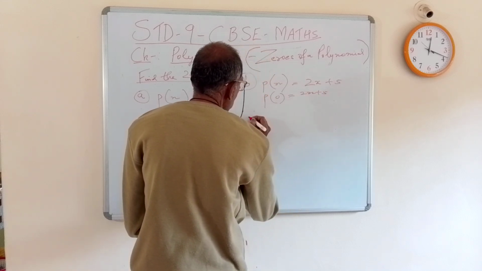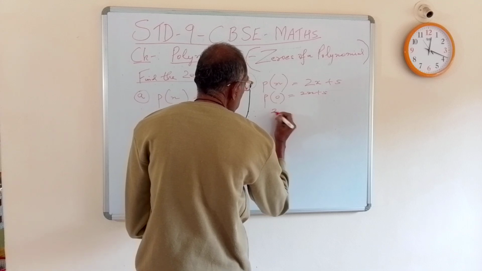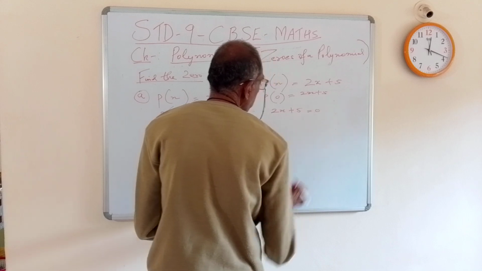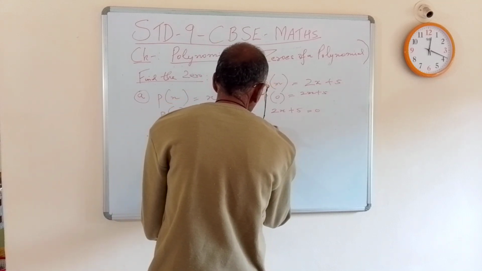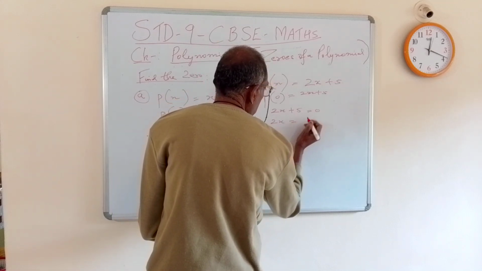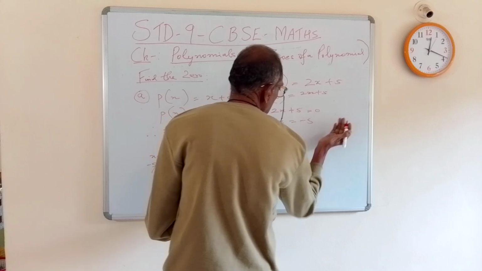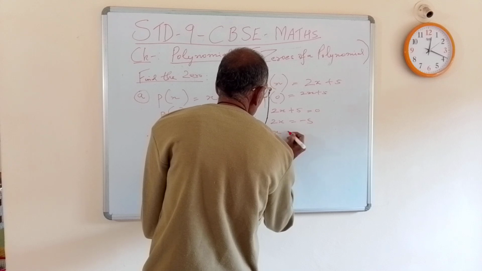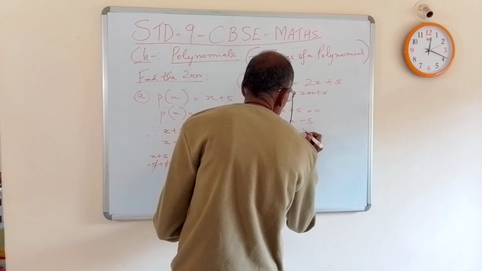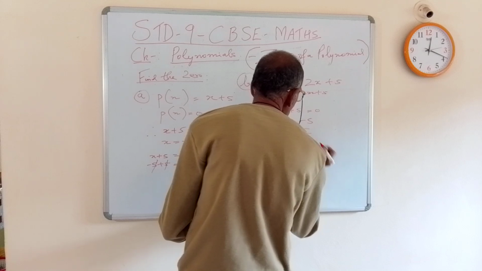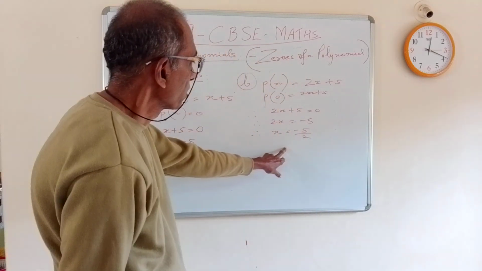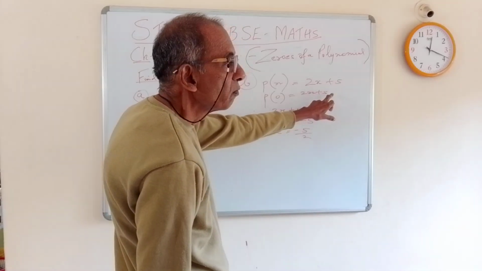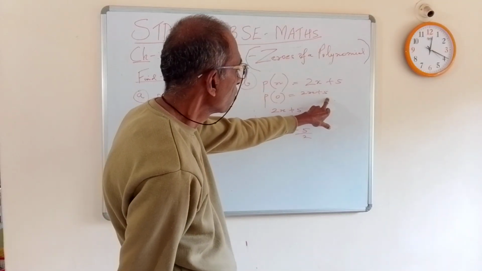Therefore, 2x plus 5 is equal to 0. Therefore, 2x is equal to minus 5 on the other side. Therefore, x is equal to minus 5 upon 2. This will be the value of x here. So if we take x as minus 5 upon 2, we should be getting 0 for this.